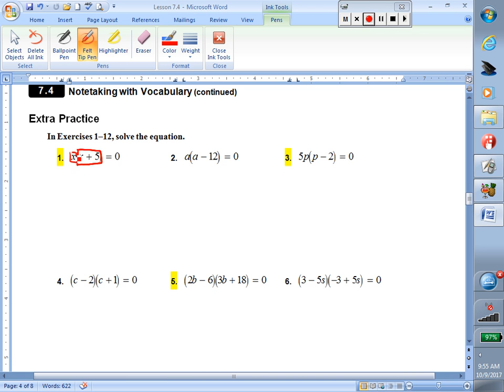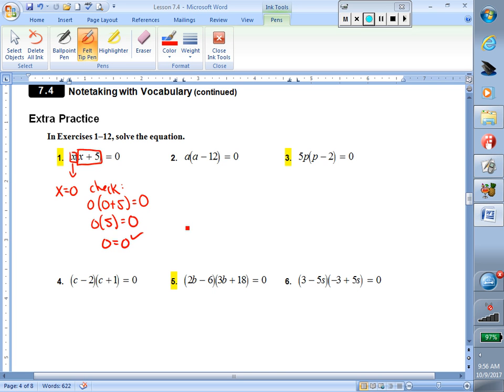So I want to either get x to be 0 or I want to get x plus 5 to equal 0. Let's see what works. The first one's easy. I just set x equal to 0 and I'm done. Let's check to see if it works. I'm going to put 0 in for x wherever I see an x into that original equation. 0 times 5, 0 equals 0.